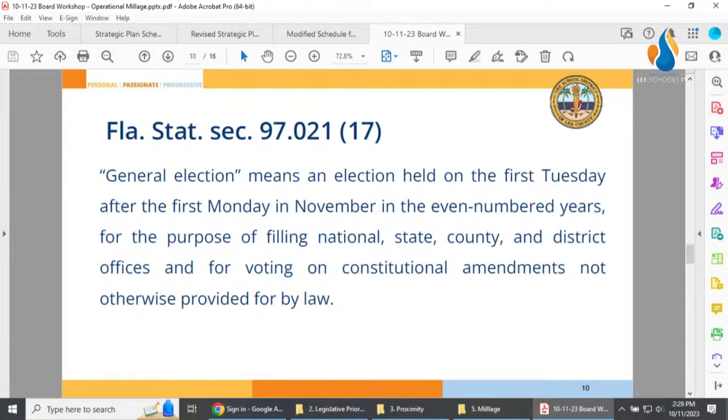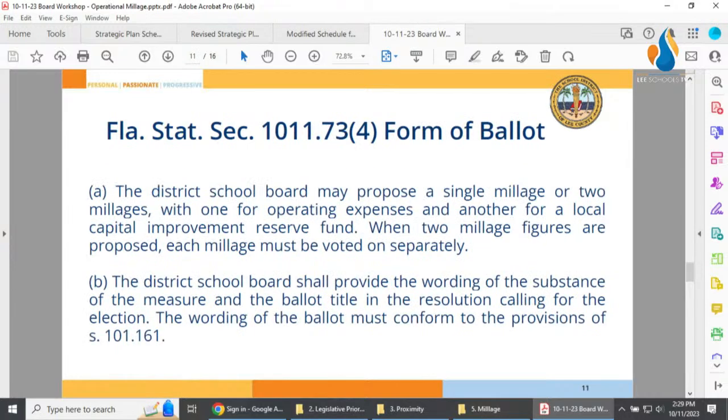How do you create and what is the form of the ballot? You can have a single millage ballot, or you can break it down into two different types of millages, one for operations and one for local capital investments reserve funds. If you're going to break it down into the two different millages, you must have two ballots and the voters have to vote on both of those ballots.